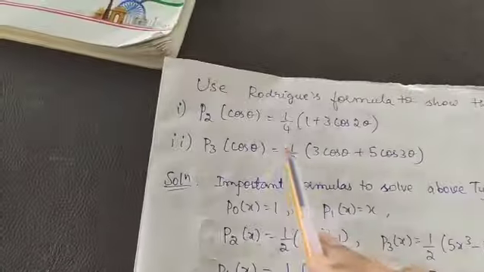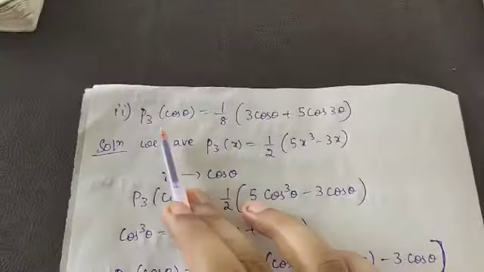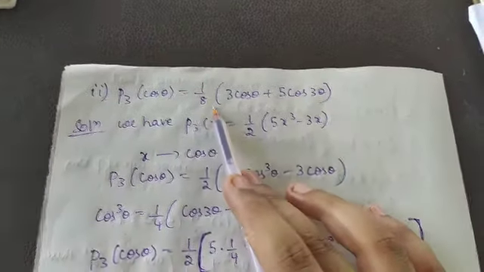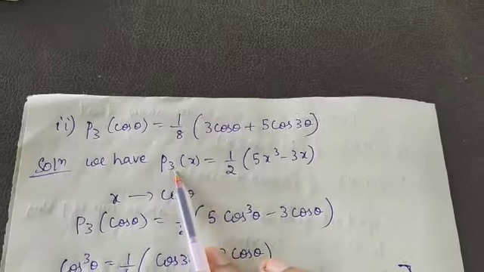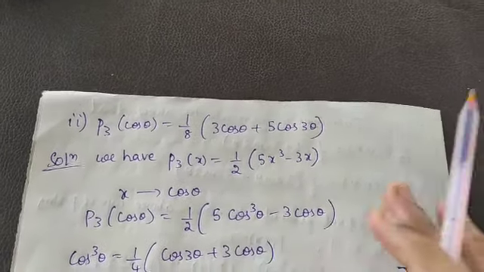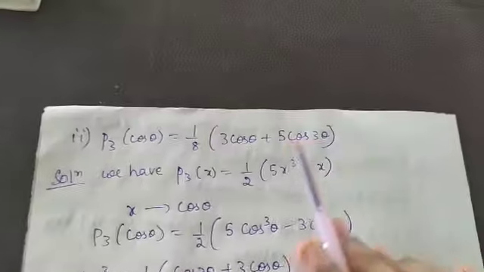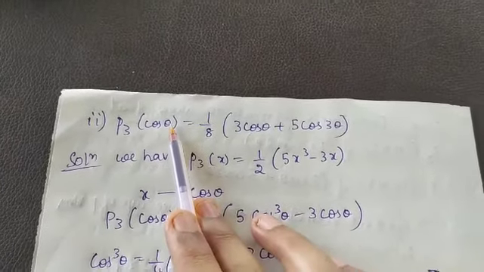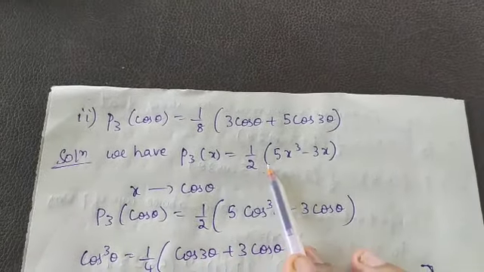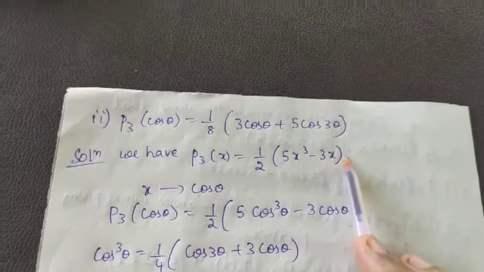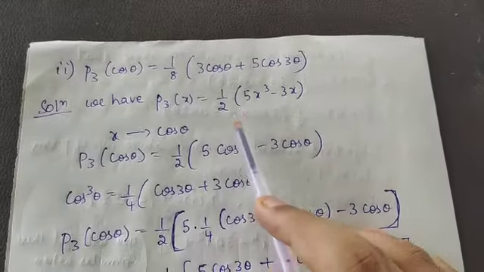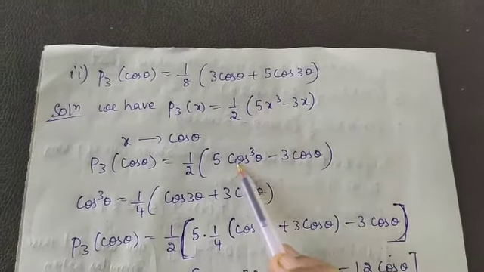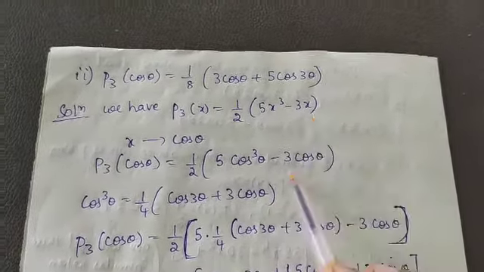Okay, now we move over to the second question. Show that P3 of cos theta equals 1 by 8 times (3 cos theta plus 5 cos 3 theta). Straight away write the formula. What is P3 of x? No need to write all these P0, P1, P2, P3. Just write what is required. So P3 of x equals 1 by 2 times (5x cube minus 3x). And again replace x by cos theta. So P3 of cos theta equals 1 by 2 times (5 cos cube theta minus 3 cos theta).